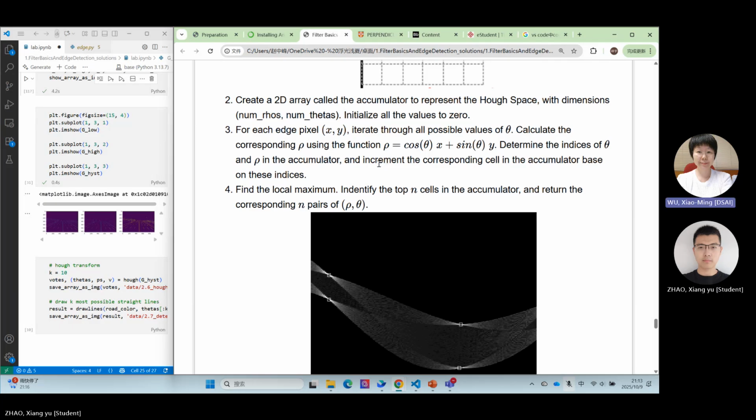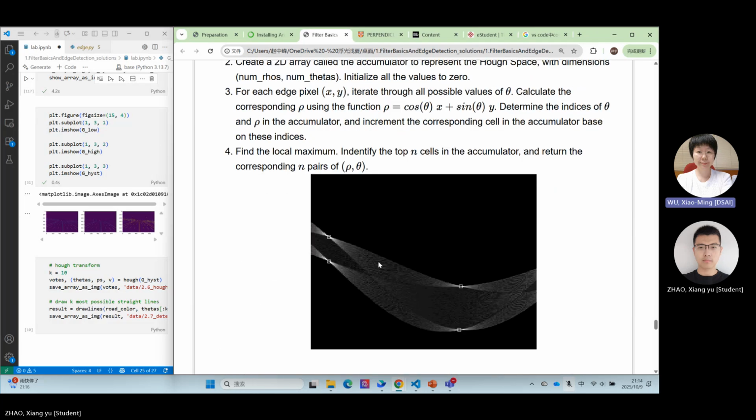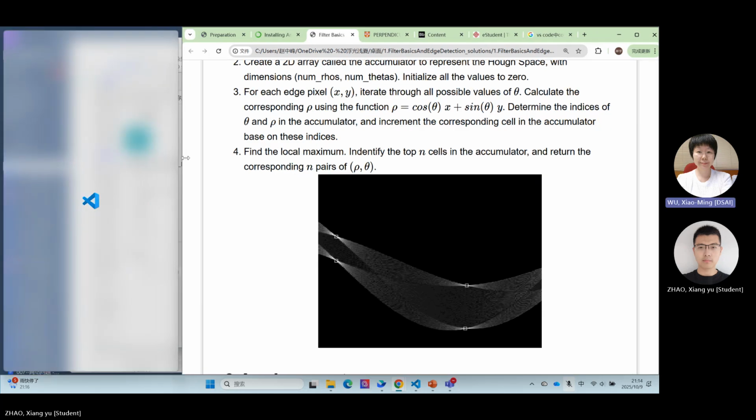That means for each edge pixel, iterate through all possible values of theta. We only need to calculate the points that a lot of lines pass through, and then we can find the straight lines in the original image. Then we can find the local maxima, identified by the top n cells. Top n cells means the top n points which a lot of curves pass through, and we can find the straight lines in the original images.